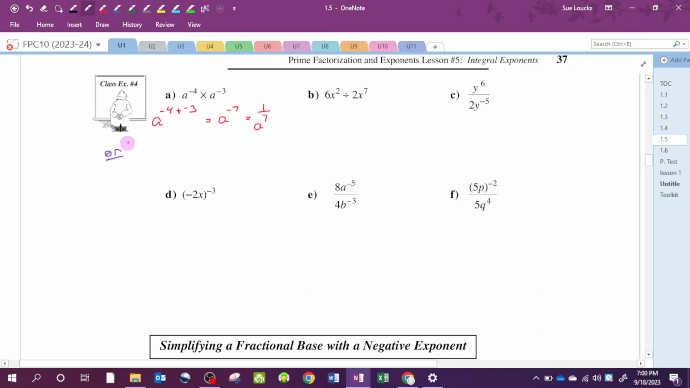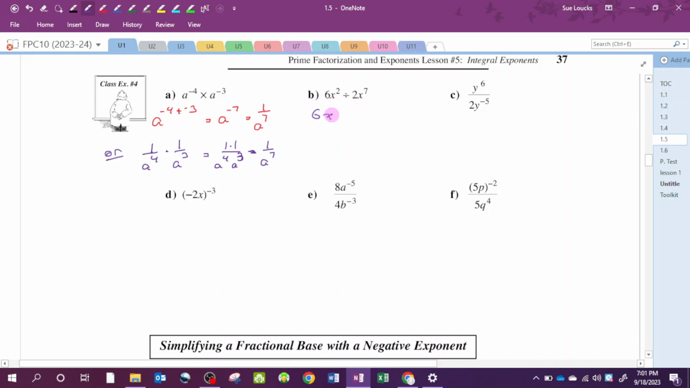The other way you could do this is you could write this as 1 over a to the 4 times 1 over a cubed. And when you multiply fractions, you just multiply the numerators and multiply the denominators. So this becomes 1 over a to the 4 times a cubed, which is still equal to 1 over a to the 7. So either way is good. If I ever see something written with a division sign, I almost always rewrite it as a fraction. Believe it or not, that actually becomes easier.